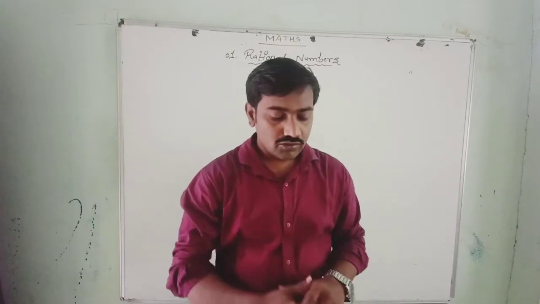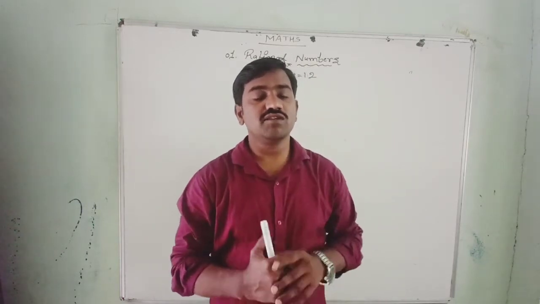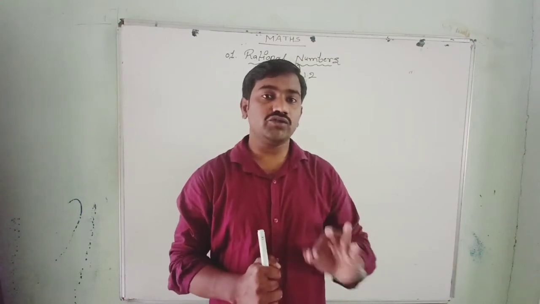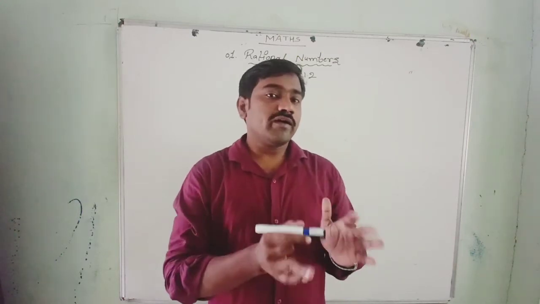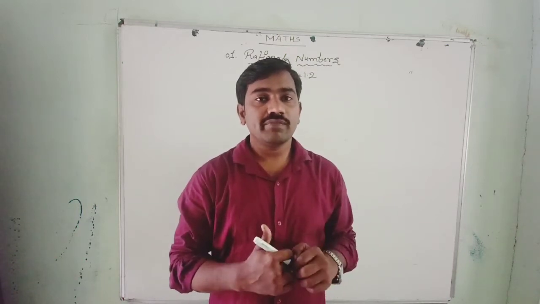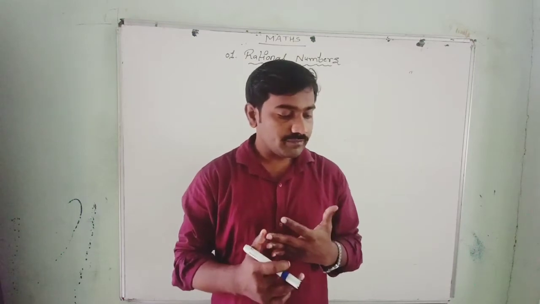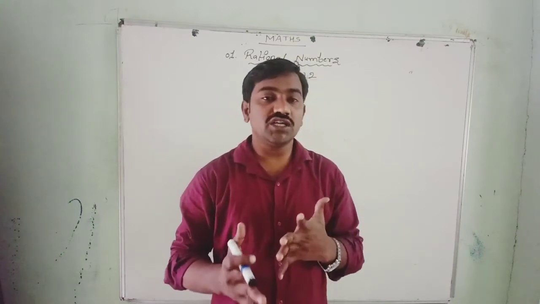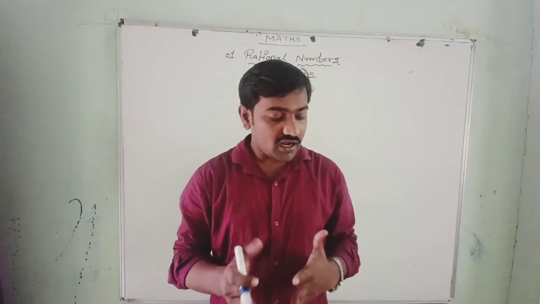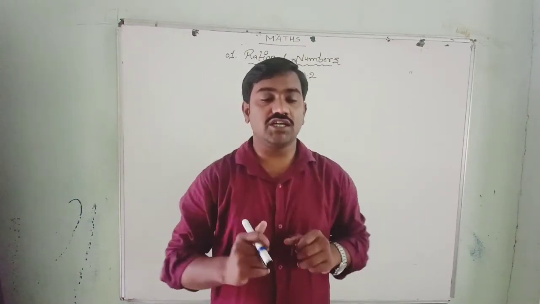Hi children, today you are going to learn 8th class first chapter, that is rational numbers, in that exercise number 1.2. In 1.1 we have already learned the properties of rational numbers. Here we are going to solve how to represent rational numbers on the number line, and also how to find some rational numbers between two given rational numbers.